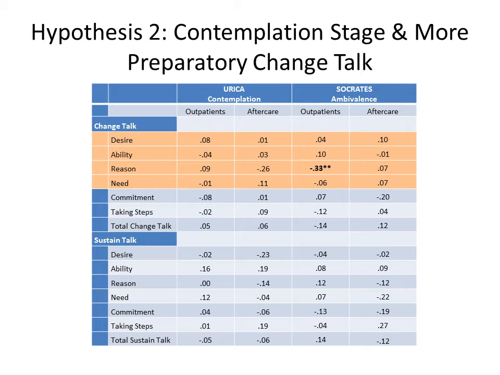The results from our second hypothesis are reported here. Our second hypothesis stated that the pre-contemplation stage would be associated with more preparatory change talk. Here we see one significant correlation where for the Socrates ambivalence scale, outpatients who were higher on the ambivalence scale had less reasoned change talk, which is actually in the opposite direction of what our hypotheses stated. All other correlations were non-significant, and this significant correlation was not replicated within the aftercare sample for the same measure, nor was it replicated for either sample with the Eureka measure.